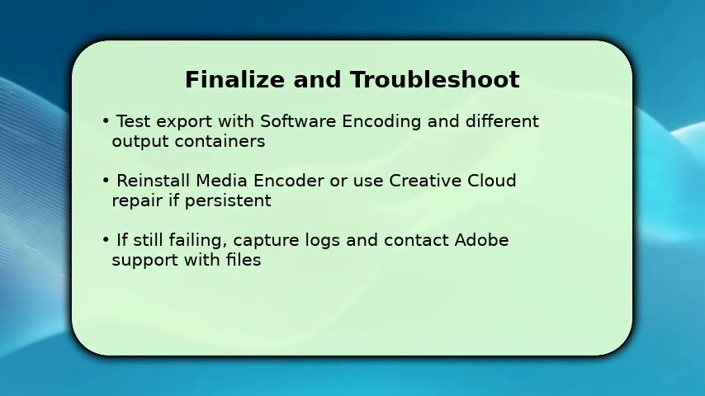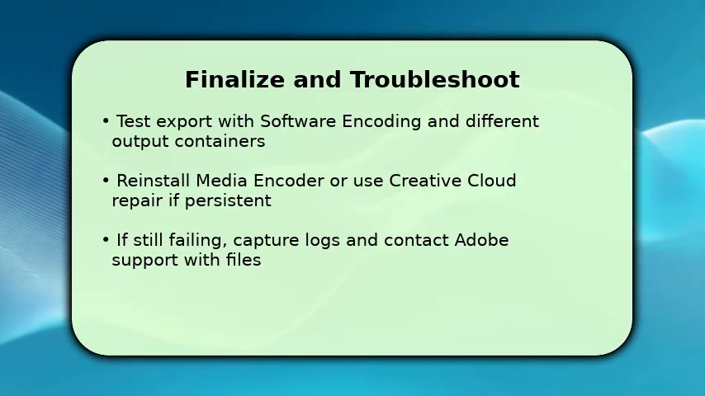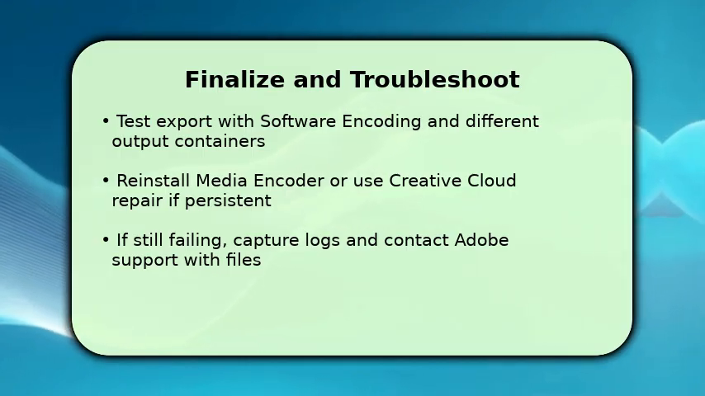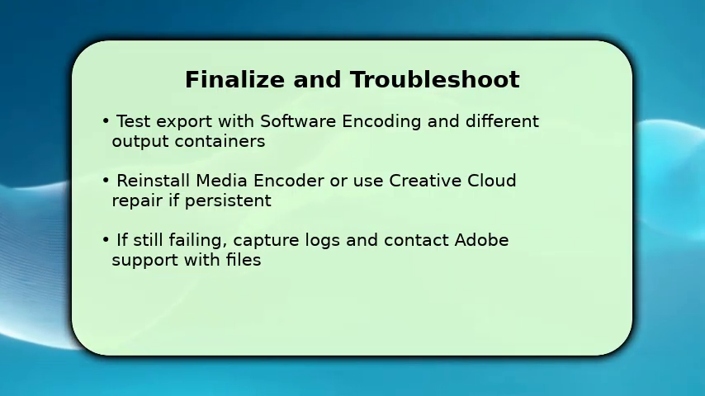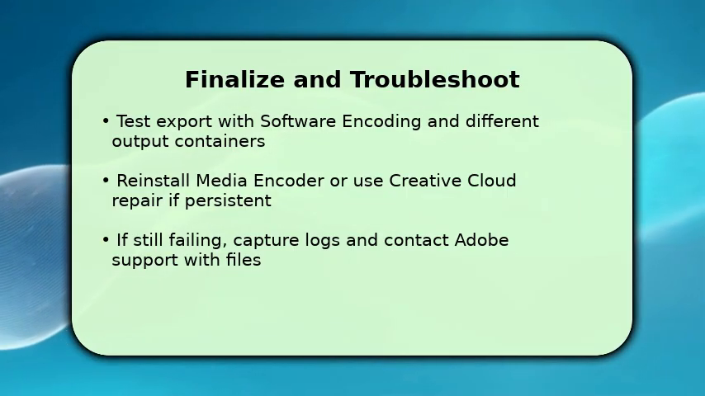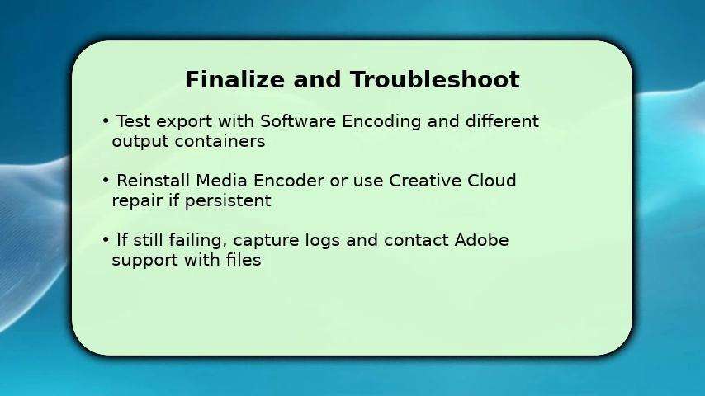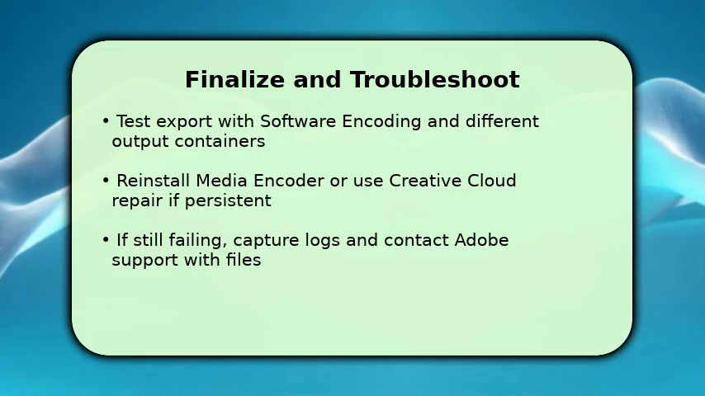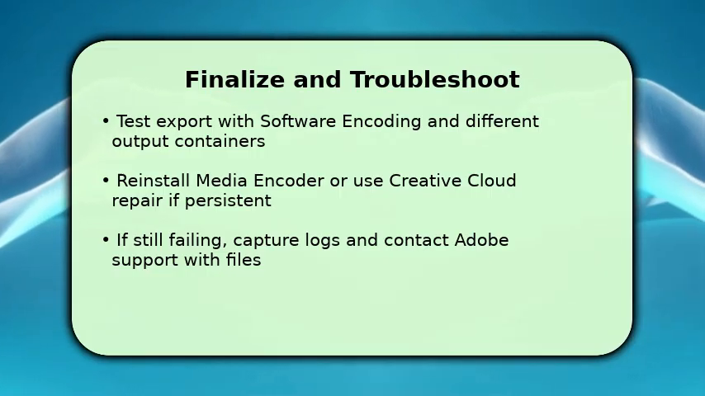To finish, run the export using software encoding and try alternative containers like MP4 versus MOV to determine hardware versus codec problems. If that succeeds, enable hardware acceleration and test again gradually. If failures persist after cache clearing and driver tweaks, reinstall Media Encoder or use the Creative Cloud Repair tool to fix damaged components. Finally, if nothing works, collect encoder logs and a sample failing source file. Provide them to Adobe support so they can reproduce and fix the root cause.